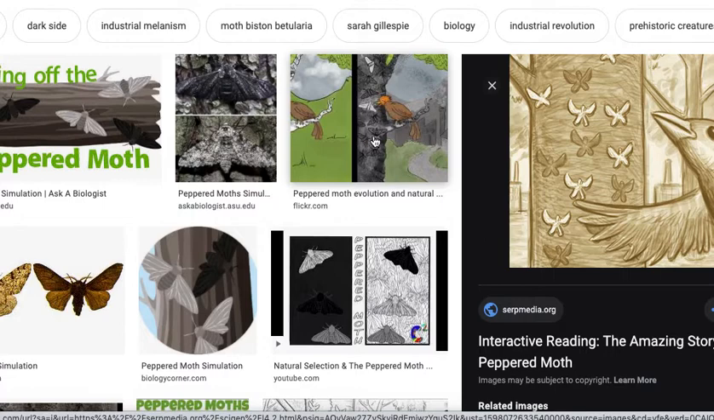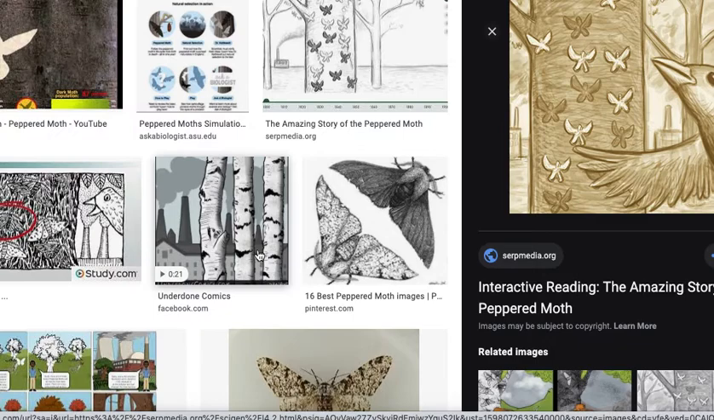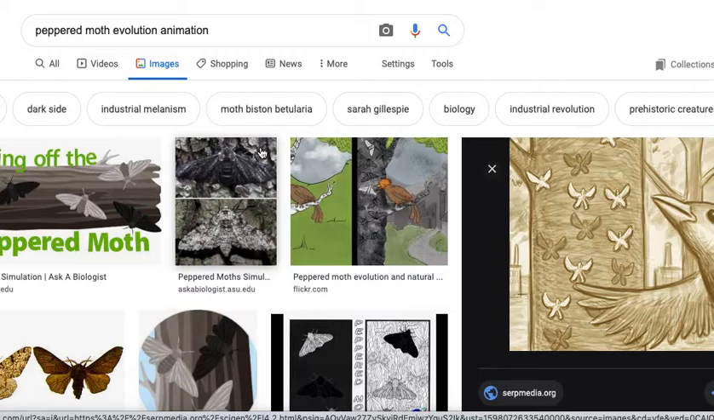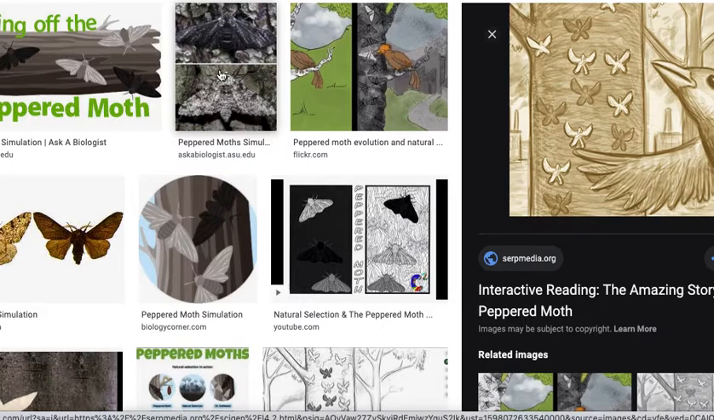After the Industrial Revolution, there was so much soot and debris added to the air that these birch trees' white bark was completely covered with black soot. Now it created a situation where the black peppered moths had an easier time hiding than the light peppered moths.